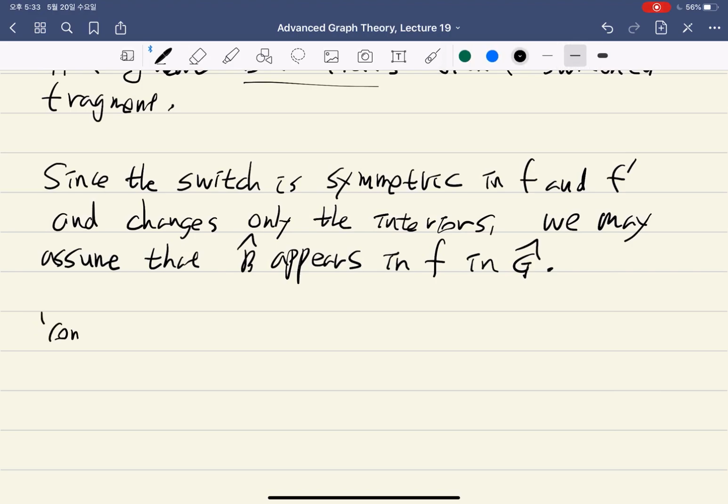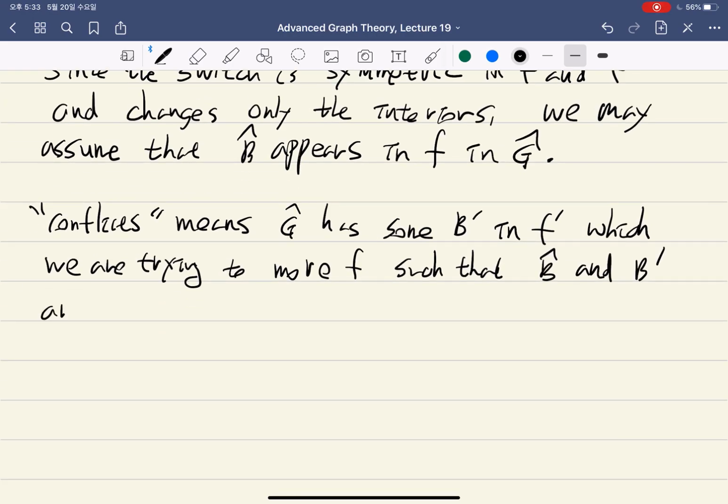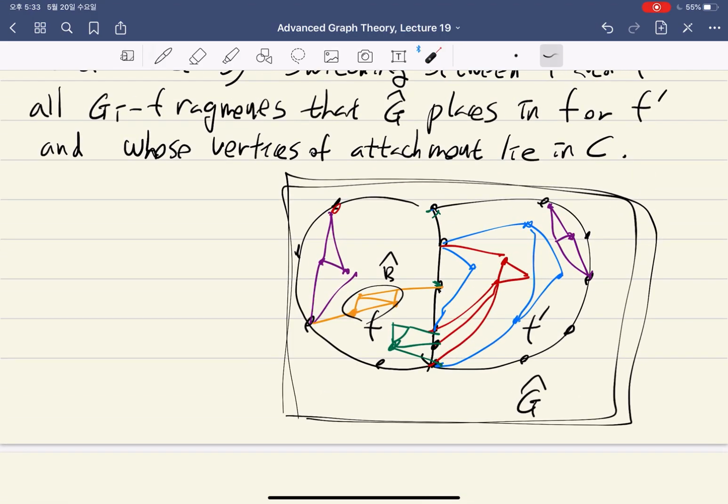And here, again, conflict means G hat has some B prime in F prime, which we are trying to move from F, such that B hat and B prime are adjacent in the conflict graph of F. So let's choose one of these three. Any one of these three in this case can be B prime, which conflicts with this B hat.